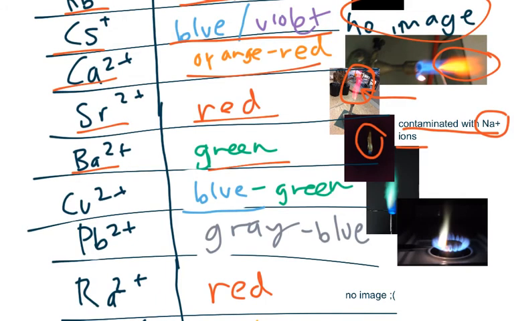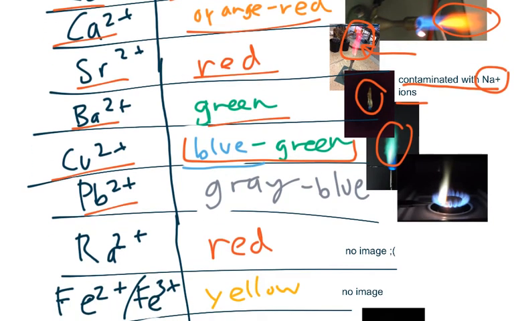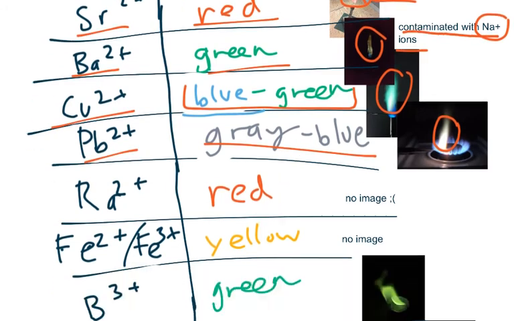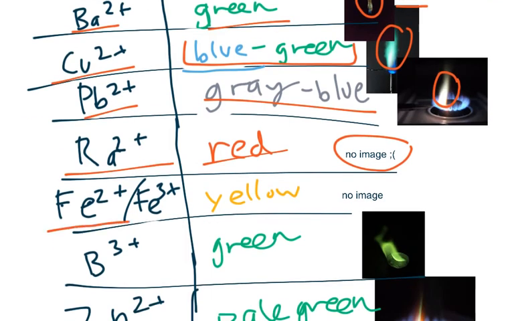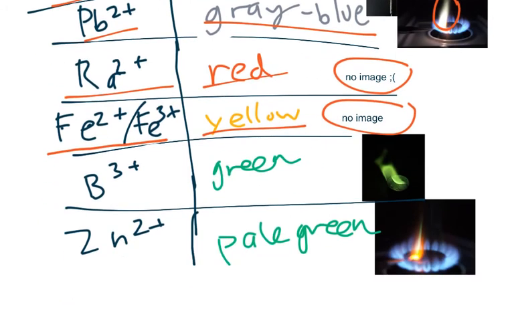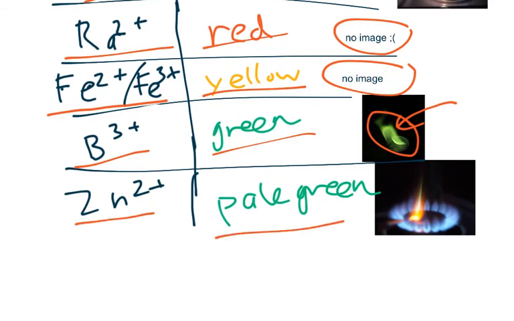So copper 2+, as we just saw, will be blue-green, so it looks like that. Lead 2+ will be gray-blue, and it will kind of look like that. That's kind of grayish, right? Now for radium 2+, it's going to be red, but I don't have any images. Iron 2+ and iron 3+ will be yellow, and I don't have images. Now boron 3+ will be green, and that's actually pretty cool, by the way. Now zinc 2+ will be a pale green, and as you can see, it's kind of faint.